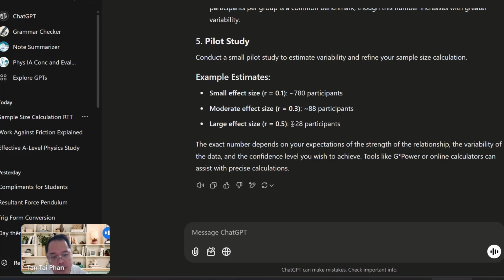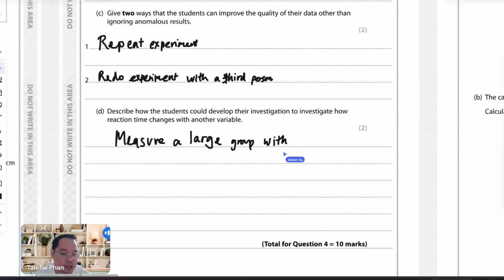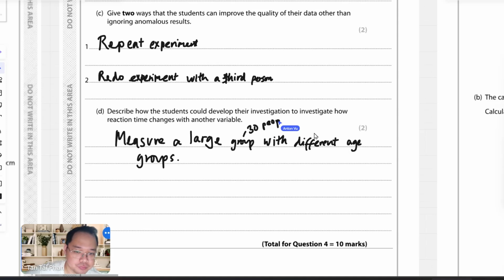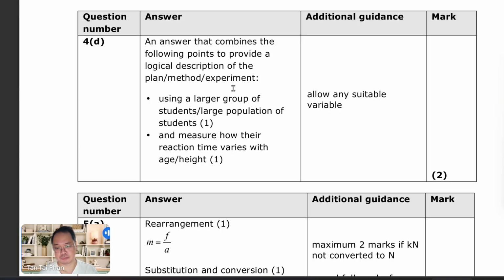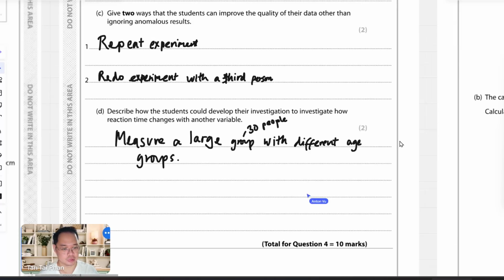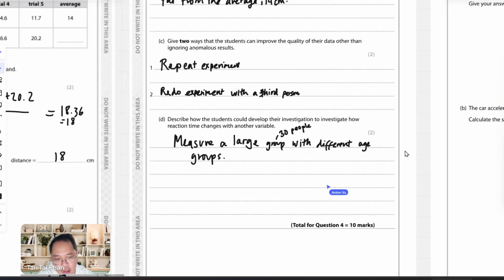The answer is 30 people at least. Okay, 100 people in the middle, and 1,000 people to be very accurate. So at least 30 people. The large group with different ages, measure reaction time of the people to see if there's some relationship and pattern between those two variables, reaction time and age. We can write that idea as the answer.